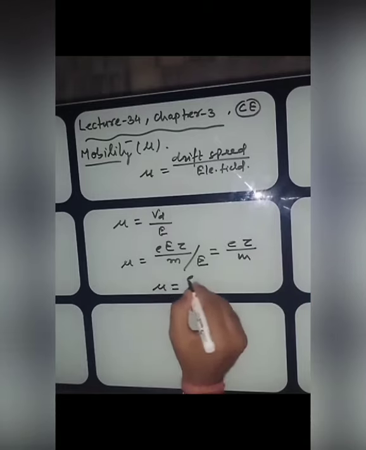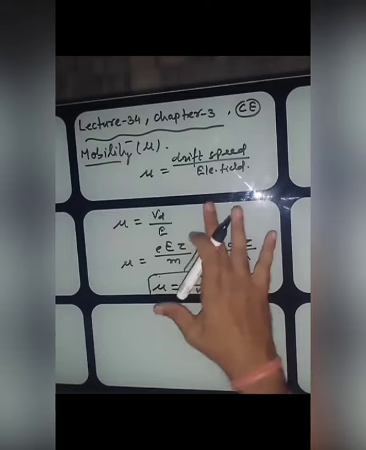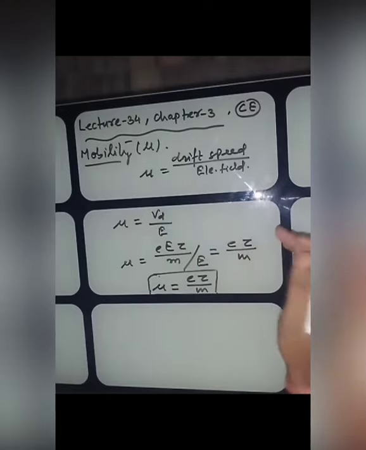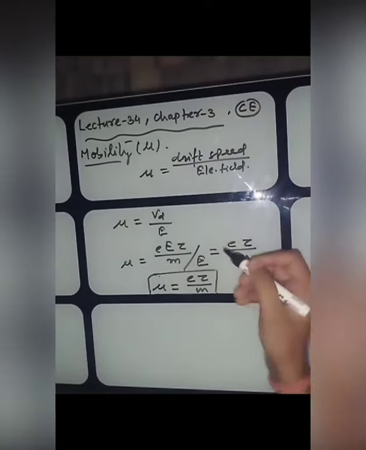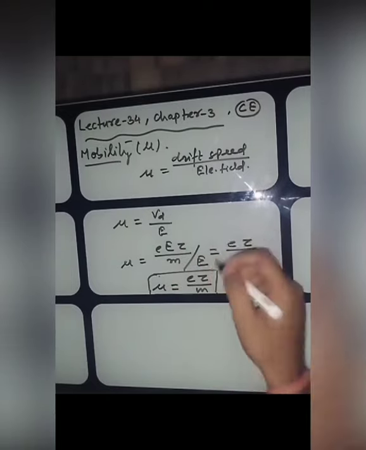So we conclude that mobility is nothing but the capability of a charge carrier to drift itself per unit electric field within the conductor. My dear students, in a number of questions the values will be given directly, and you have to find the mobility of the charge carrier within the conductor.